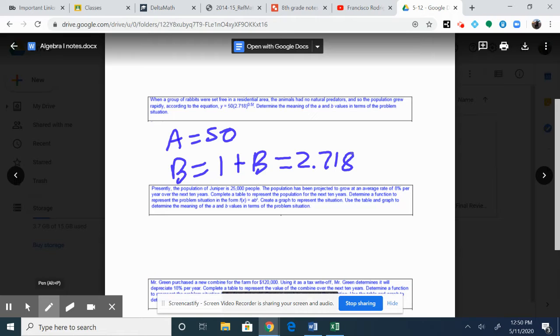So if we subtract 1 from that, we get 1.718. Multiply that by 100 to get a percentage, and we have 171.8%. So the population grew really fast at a rate of 171.8%.